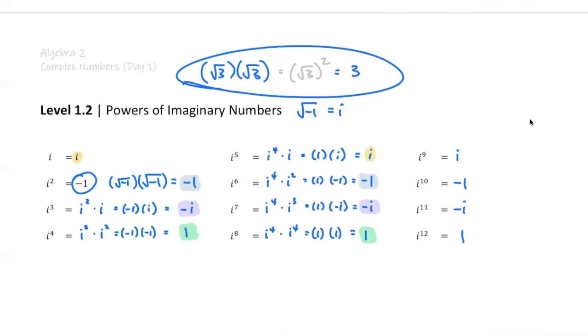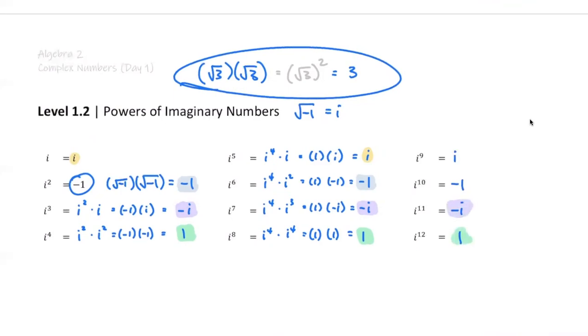You can see the patterns right here. This pattern apparently has something to do with the number 4, and that's why when I designed this little handout, I put 4 in a single column, so you can see how it's going to cycle itself. You have i, you have -1, you have -i, you have 1.